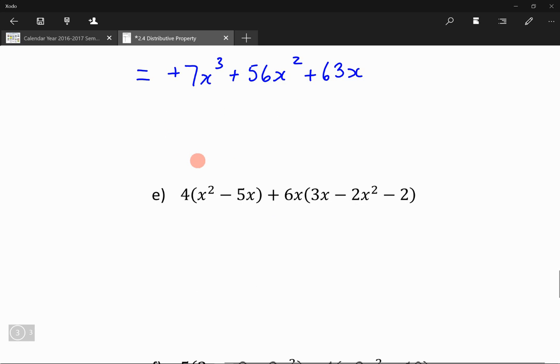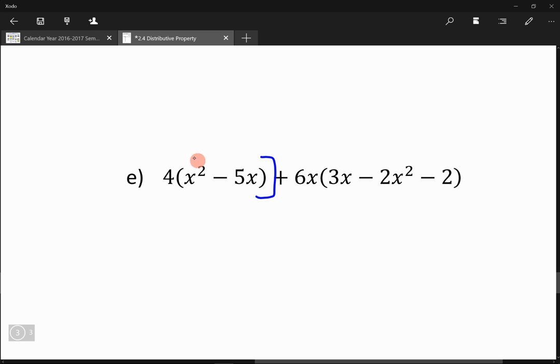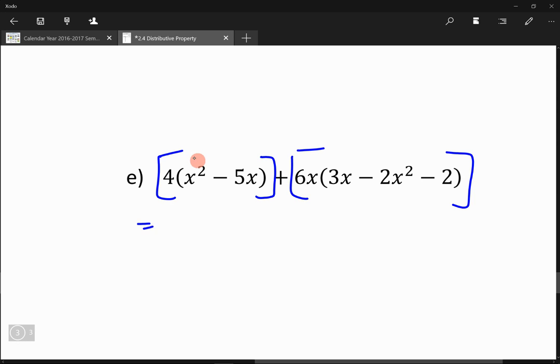Part E. Okay, so we now have a couple of distributive expanding parts. So you're going to do this part first. Then we're going to do this part next. Okay, so the first part, we have 4x squared. 4 times minus 5x is minus 20x. And that takes care of the first part.